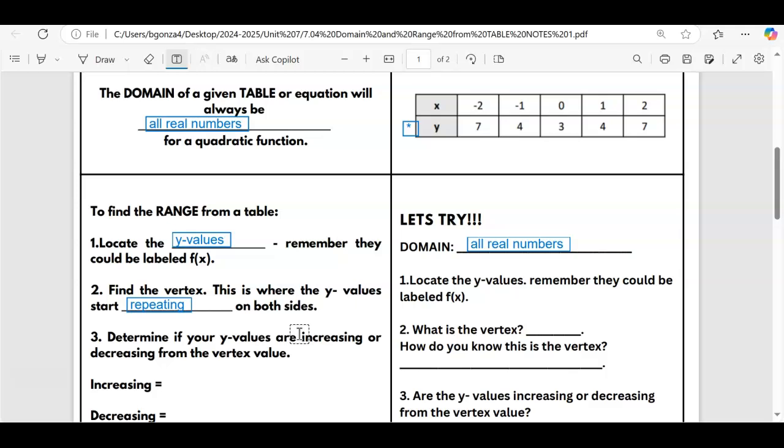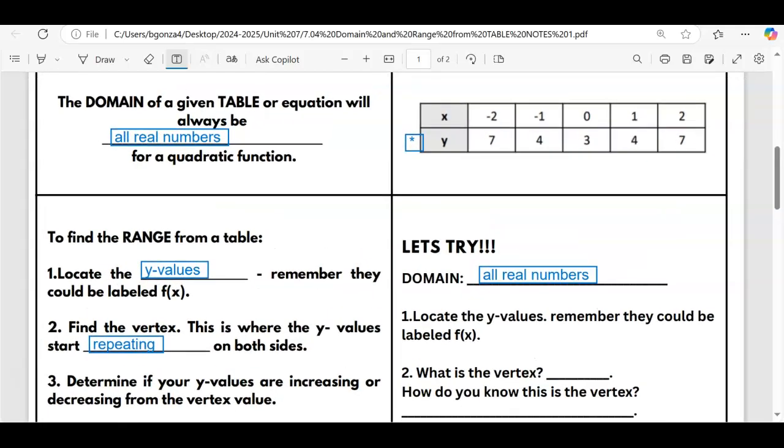Now, all you're going to do is look at these y values and see where it repeats on both sides. So what are my y values here? I have 7, 4, 3, 4, 7. Do you see how there's some symmetry there, some repeating numbers? But where does it stop repeating?